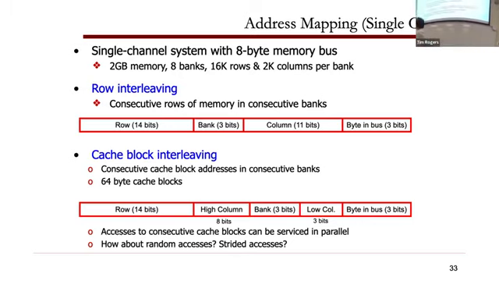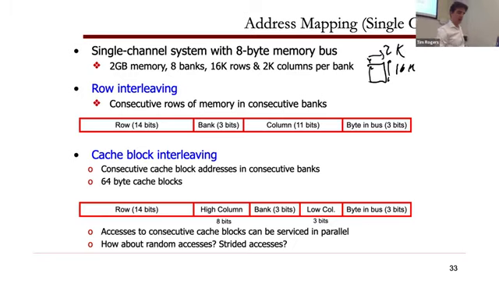Let's start out with a relatively simple system. So let's start out with a single channel system, and then let's assume that we have an 8-byte memory bus. So every time I go to memory, the data bus is going to give me back 8 bytes, just like our previous example. Let's say that the total aggregate capacity of the memory system is 2 gigabytes. I have 8 banks, and then I have 16,000 rows and 2,000 columns per bank. Okay. So this is giving you essentially the dimensions, right? So these are the individual banks, right? And what I'm saying here is that there's 16,000 rows, and then each row has 2,000 columns. And then I've got 8 banks in each of the chips. That's what I'm telling you here.